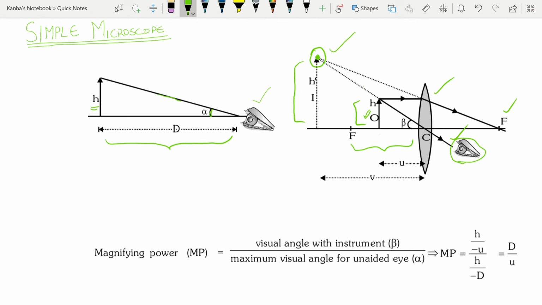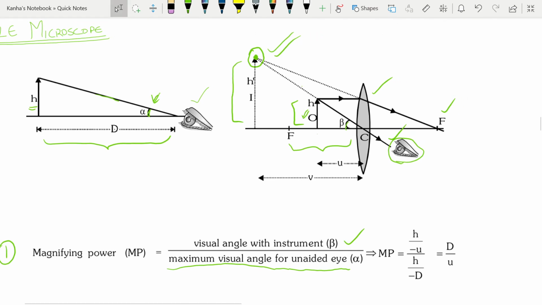Okay, so first I define something known as the maximum or the magnifying power MP, which is nothing but the visual angle subtended by instrument, which is beta. Okay, this is the angle at which your eye is seeing the final image, divided by the maximum visual angle for unaided eye. So the maximum visual angle for unaided eye is given by alpha right over here. Okay, this is the maximum visual angle.